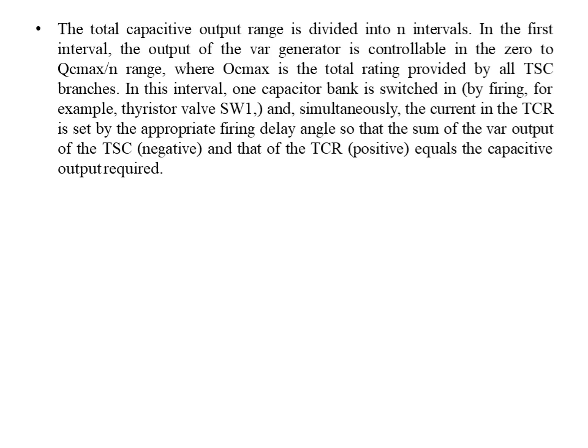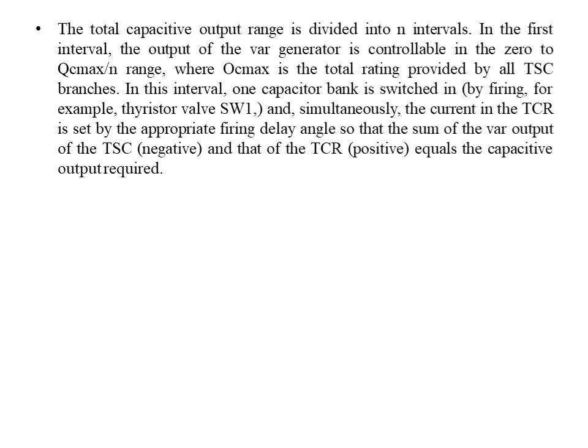The total capacitive output range is divided into n intervals. In the first interval, the output VAR generator is controllable from 0 to QC maximum divided by n, where QC maximum is the total rating provided by all TSC branches. So n number of branches comprise the maximum capacitive reactive or VAR compensation, that is QC maximum, where QC maximum is the total rating provided by all TSC branches.